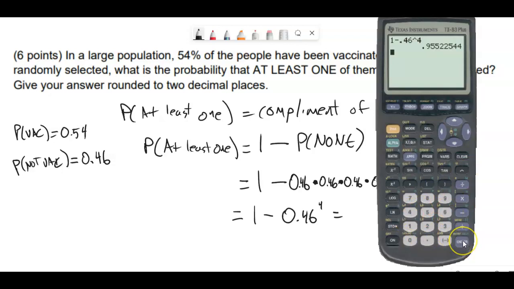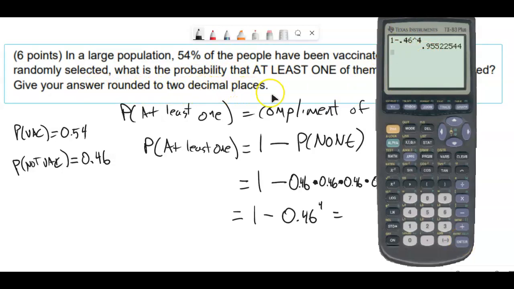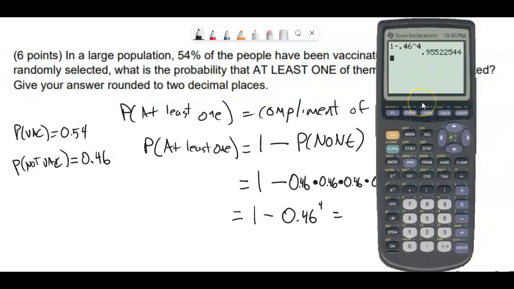We get 0.9552. We want your answer rounded to 2 decimal places. So that would be 0.96.